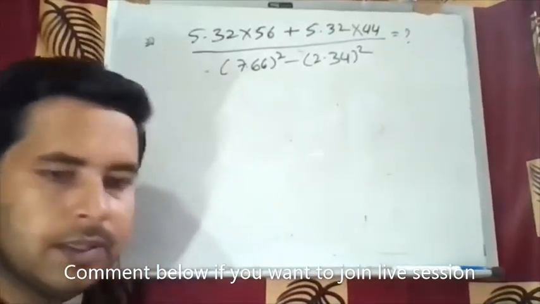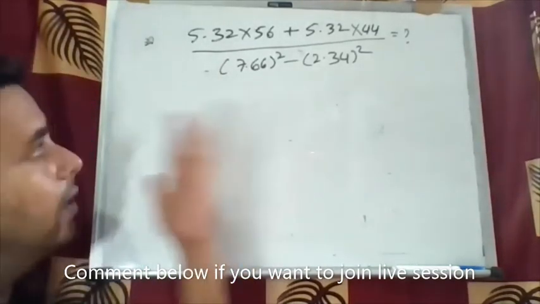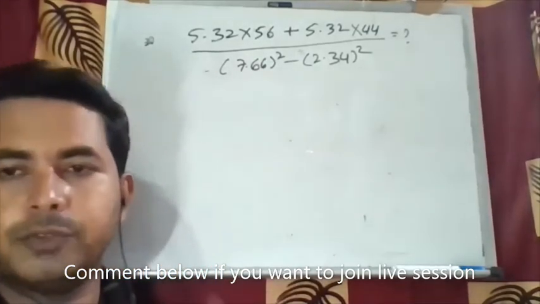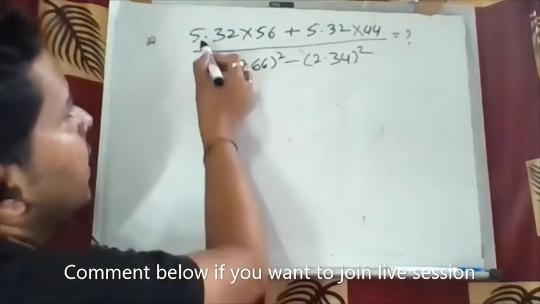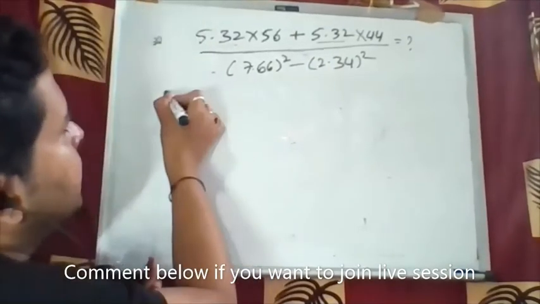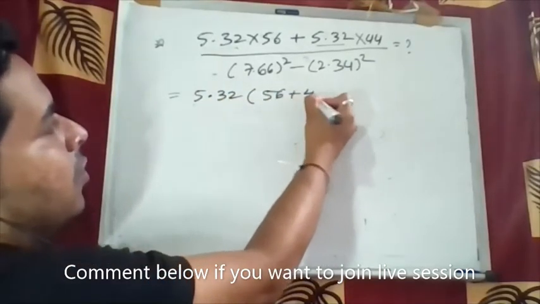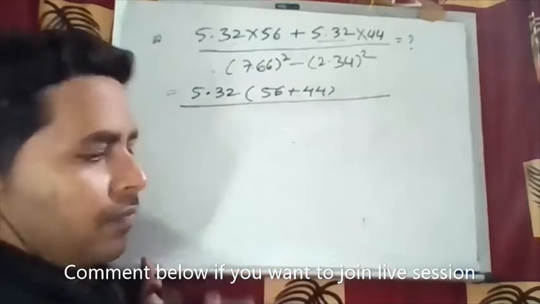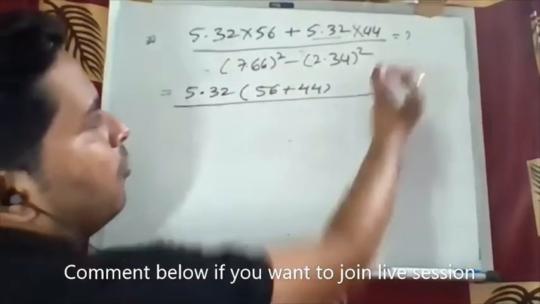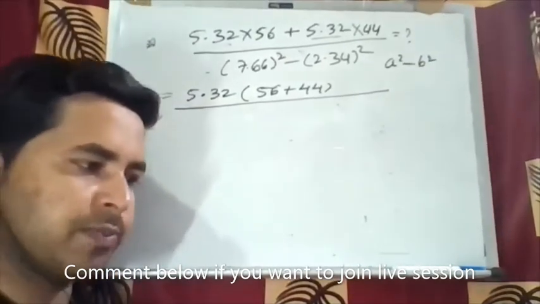Just try this. Okay, so I'll just tell you this is a different way they asked. Here, before applying the formula, you have to just think for a second. So how can we apply this formula? For this, what you have to do? Here 5.32 is common. So just take 5.32 as common. What remains? 56 plus 44 remains. And नीचे में क्या है? This is in the form of a square minus b square. So what I'll write? I'll write by expanding the expression. कैसे?